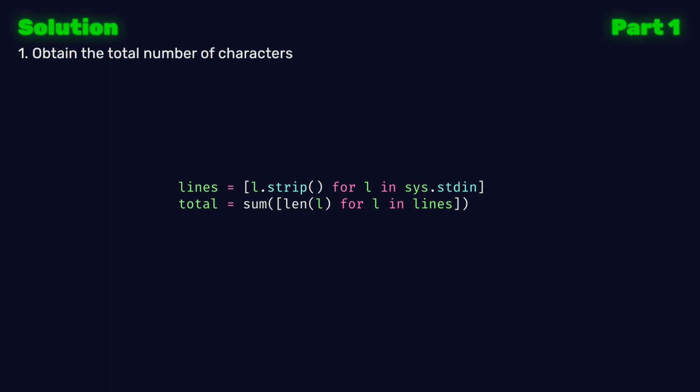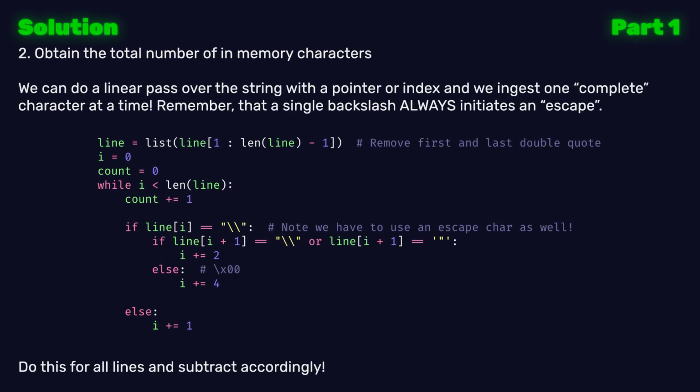The first part is really straightforward. We need to know the total number of characters in the string literals. This Python code shows a way to get all the lines of input which you can get from adventofcode.com. Please go there to get your own input for today's problem. When getting the input, we make sure to strip any white space, and then we simply sum all lengths together. The second part requires us to compute the total number of in-memory characters.